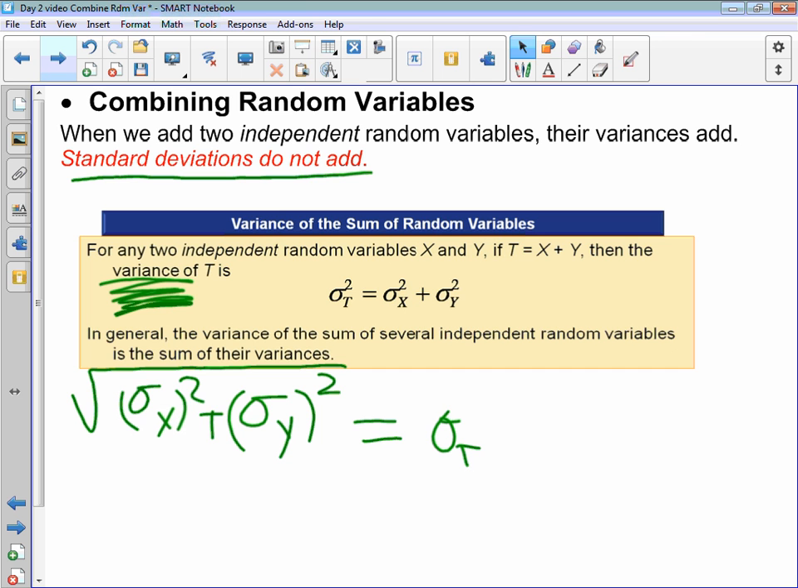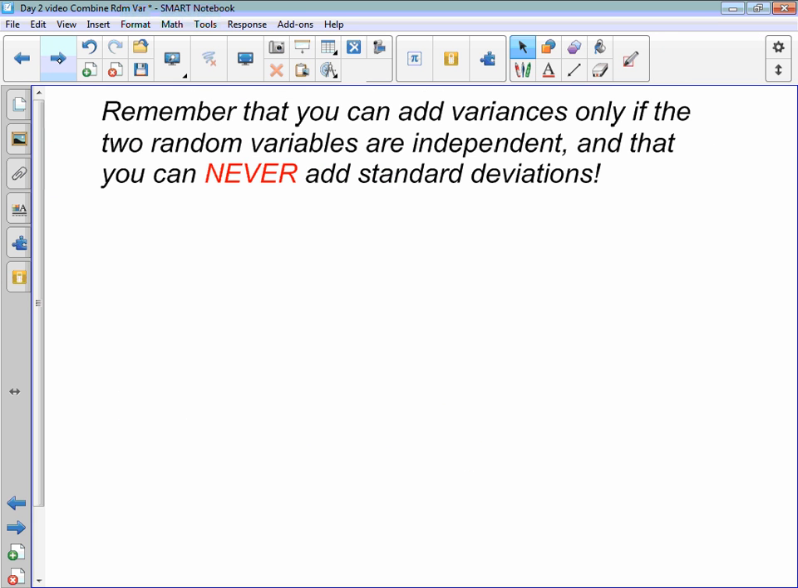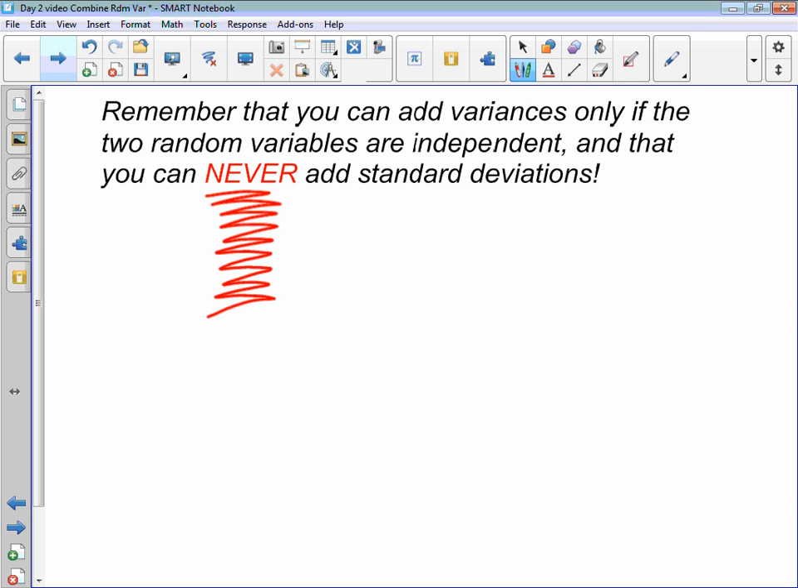So just remember, and this is the big one, just keep circling this: you don't ever add standard deviations. Don't ever add standard deviations. Never, ever, ever.